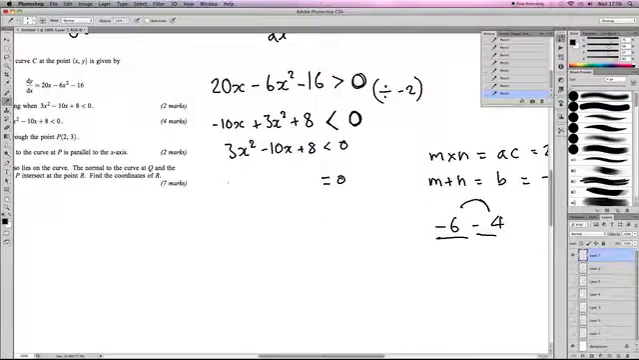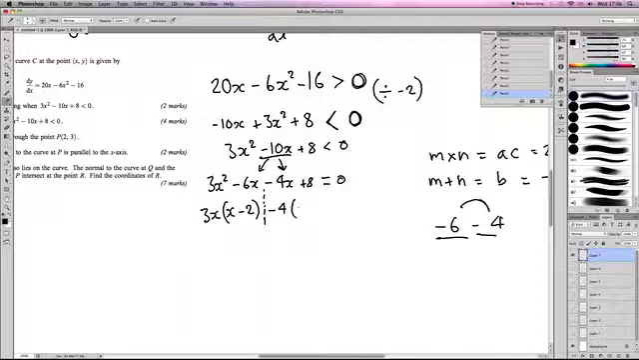So this is what I'm going to do with minus 6, minus 4. I'm going to split that. So minus 6x minus 4x plus 8. So I've split it this way. Next thing, I'm going to factorize them separately. So I can factor minus 2 out, and for these two, I can factorize minus 4 out. So minus 4, that gives me x minus 2.